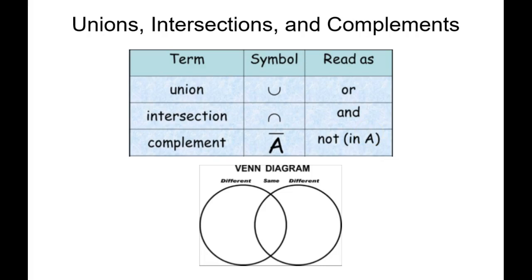Lots of times when we're using unions and intersections, complements to compare two events, we can use a Venn diagram to support that data. So we have one event over here represented by this circle. We have our second event over here. And then where those two events overlap, if they overlap at all, we're going to include that overlap in the middle.